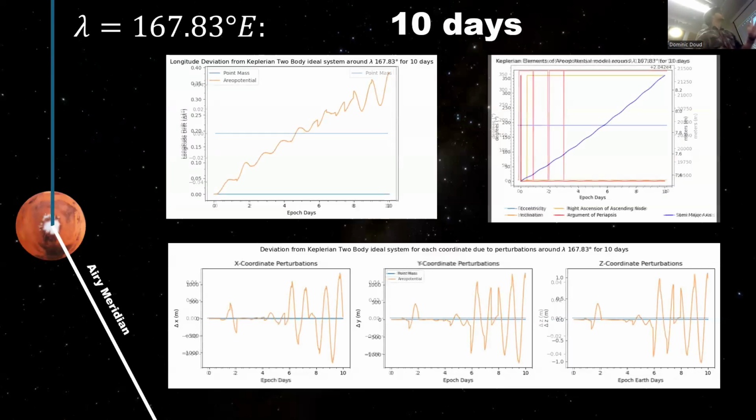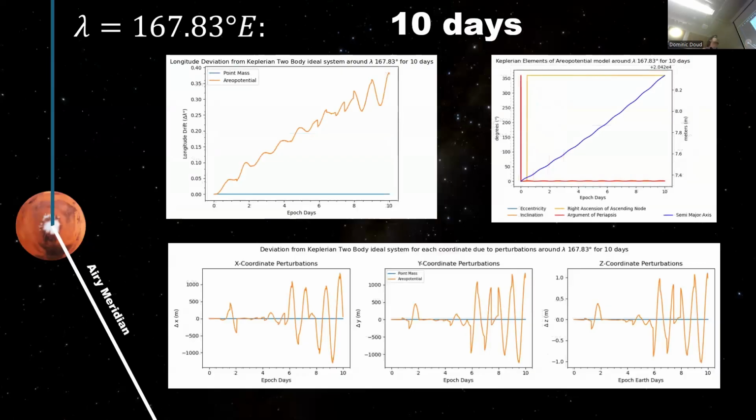Let's introduce a perturbation. Boom, areo potential. Oh crap, everything went crazy. Actually, it didn't. The longitude drift is really not that bad, 0.35 at most. Semi-major axis is now starting to increase, as we expect. And the XYZ coordinate perturbations are growing. You'll notice, though, on the y-axis of X and Y, it's a kilometer of perturbations. The Z is only 1 meter. We'll keep an eye on that.